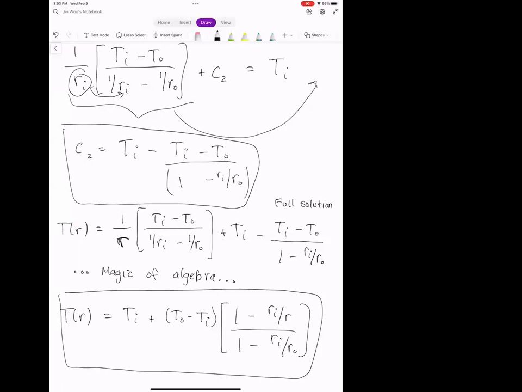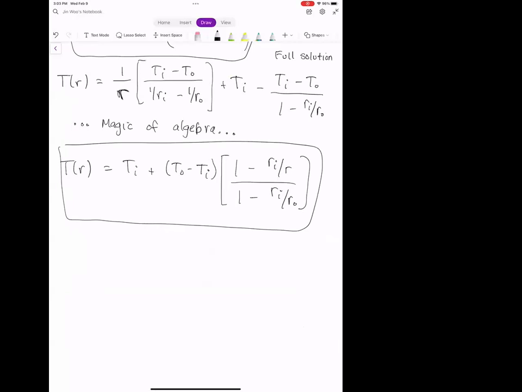All right. Now that we have this expression right here, let's take the derivative of this and plug it into Fourier's law. So remember, Fourier's law is given by Q_r is equal to minus k A dT/dr.